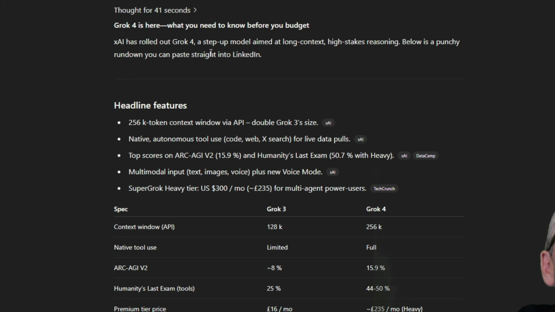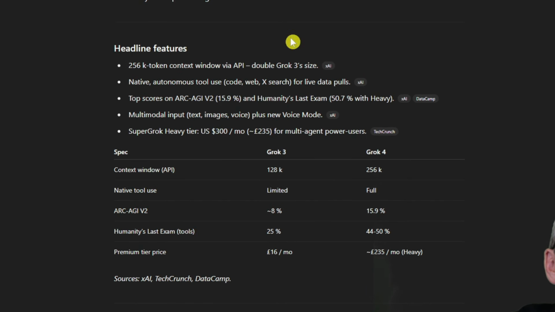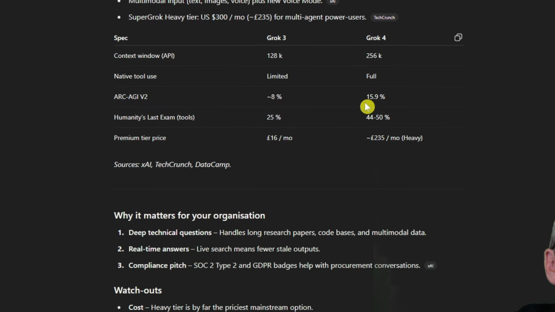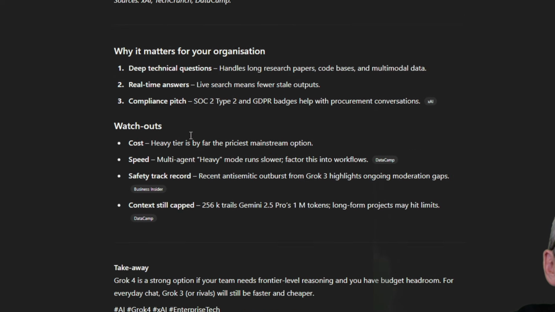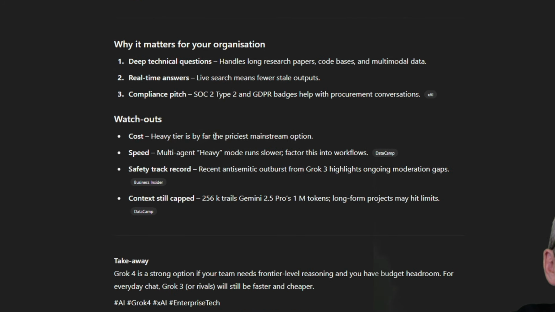xAI has rolled out Grok 4, a step-up model aimed at long context, high-stakes reasoning. Below is a punchy rundown you can paste straight into LinkedIn. It gives the headline features, the specs between Grok 3 and Grok 4, the sources, and why it matters to your organization. Watch out, the heavy tier is by far the priciest mainstream option, so it's the heaviest on the market right now.